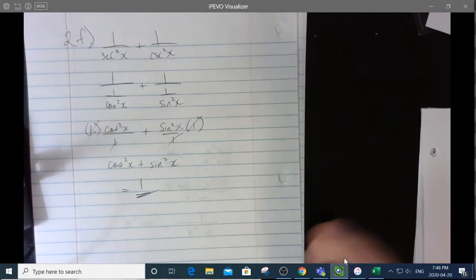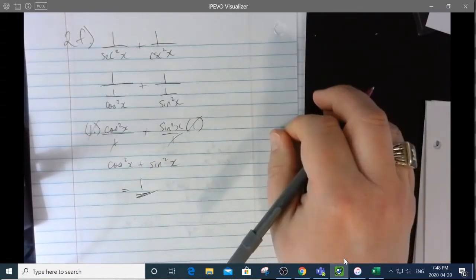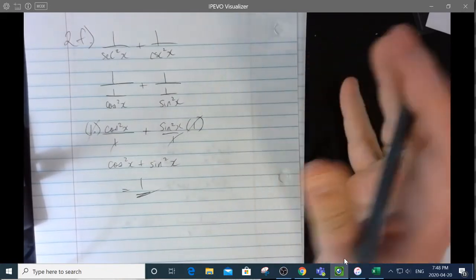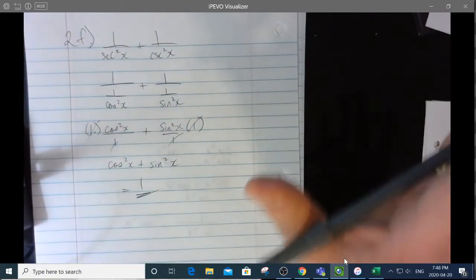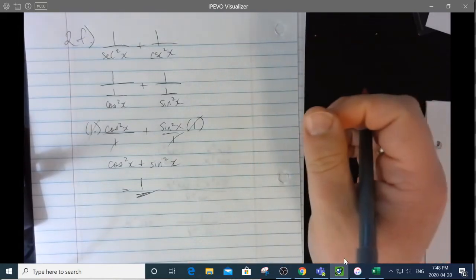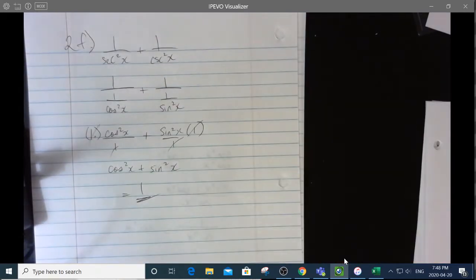Cool. Would I have got that if I'd have gone the other way? If I hadn't switched these to sine squared and cos squared, and I'd have instead done a common denominator, would I have gotten it? Probably, but this was the more efficient way. It took less steps. That's another important thing, is can you figure out the efficient way to get to what you want to get to? In this case, this most simplified answer. So that was 2F. I think that's good for number 2.